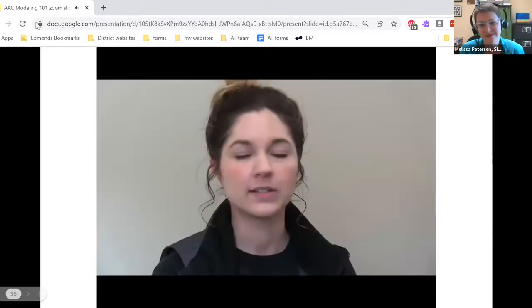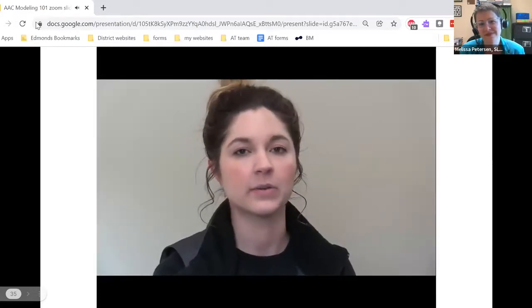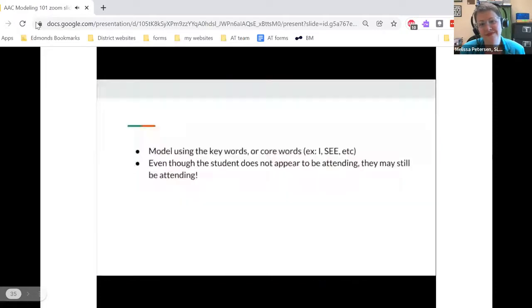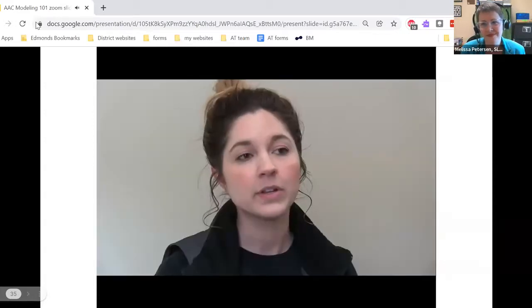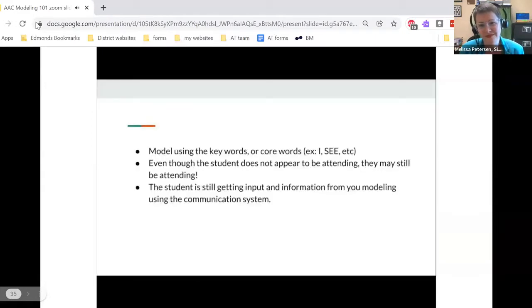The second takeaway is that the student doesn't have to look like they're attending in order to be attending. We know that this is common for kids with autism. They don't have great eye contact and visual attention. So the student might be looking away, they might be doing something different, they may not be imitating or using the device. That doesn't mean that they're not getting information or input from you modeling still using the device.